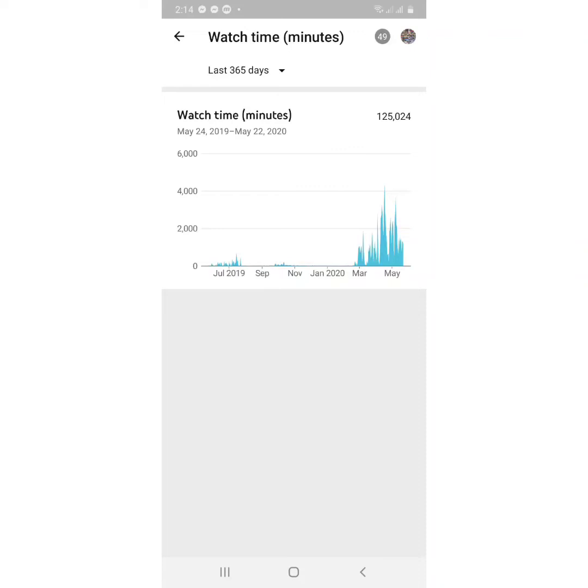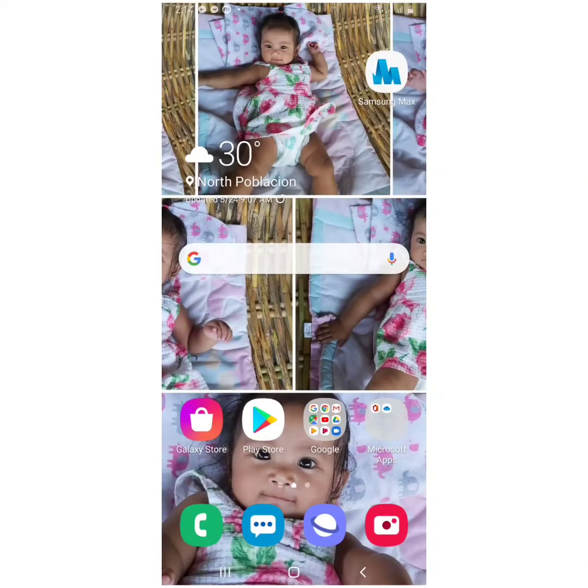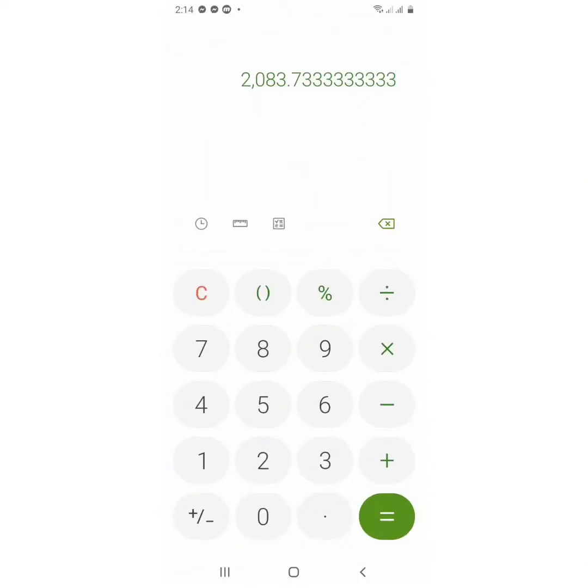So what do I have to do? Okay, so first you have to divide 125,024 by 60 because in 1 hour there are 60 minutes. Okay, so 125,024 divided by 60, so that is actually my watch time in hours: 2083.